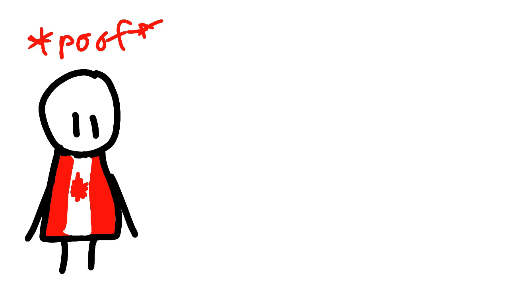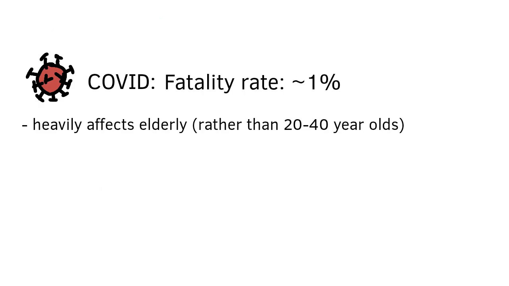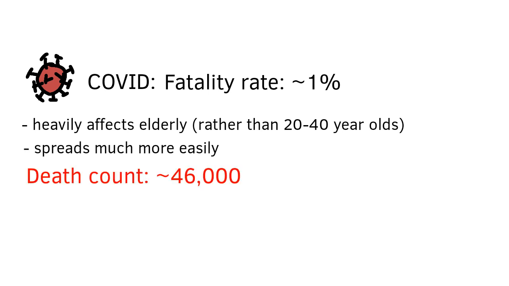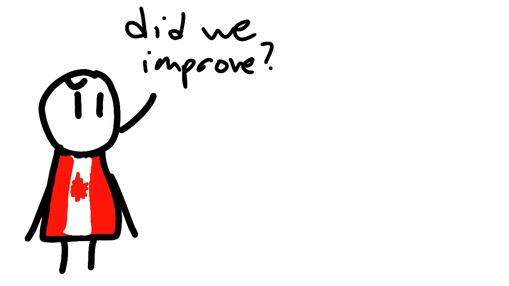Now let's look back at our current pandemic. COVID, on the other hand, has a death rate of around 1% and heavily affects the elderly. However, it spreads much more easily. The death count, however, is similar to the Spanish flu at around 46,000 deaths currently. So what happened in the 100 years between the pandemics?